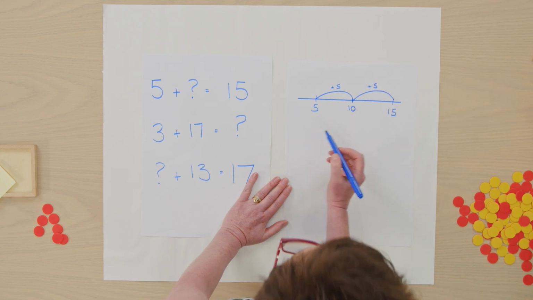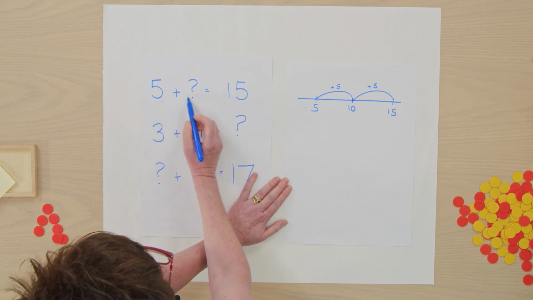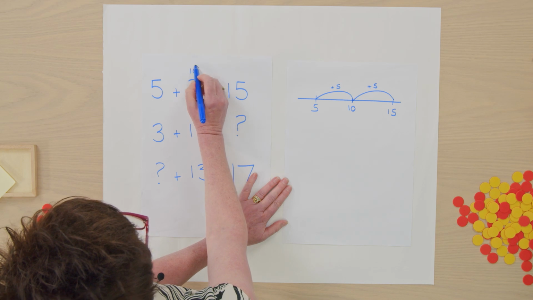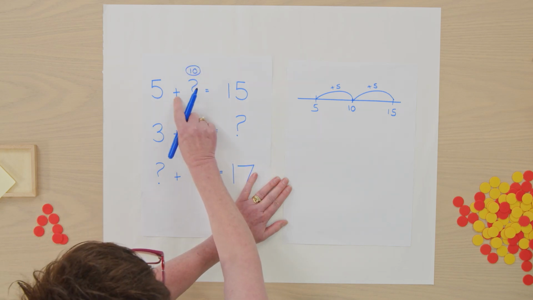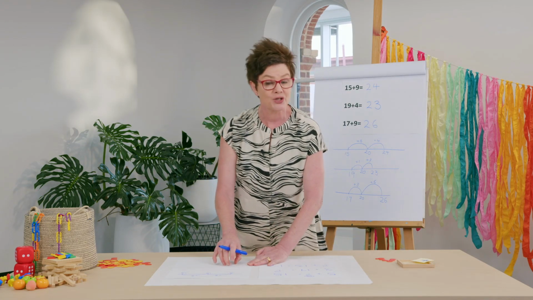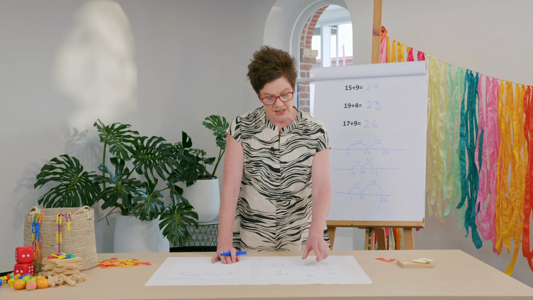So my unknown number in this sentence is 5 add something. Well, we now know what it is, 10. Let's write that just above there. 5 add 10 equals 15. We've found the missing part using our number line. Let's look at the next one.